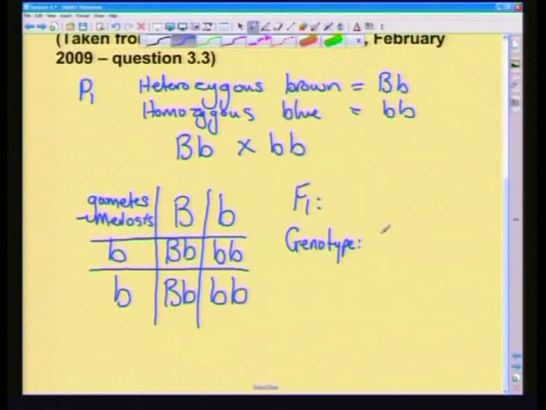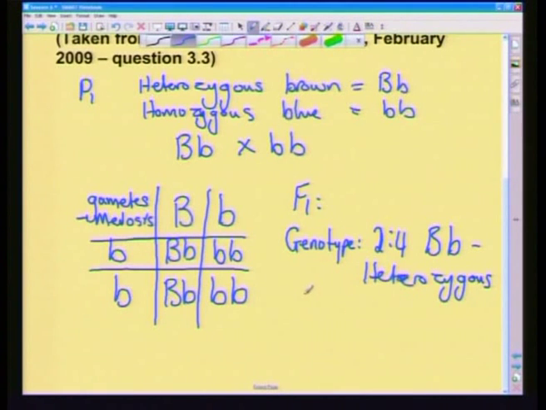We're going to say, right, genotype, we're going to have 2 in 4. There's my ratio. Capital B, small b, which is heterozygous. And we're going to have 2 to 4 are going to be small b, small b, which is homozygous recessive.